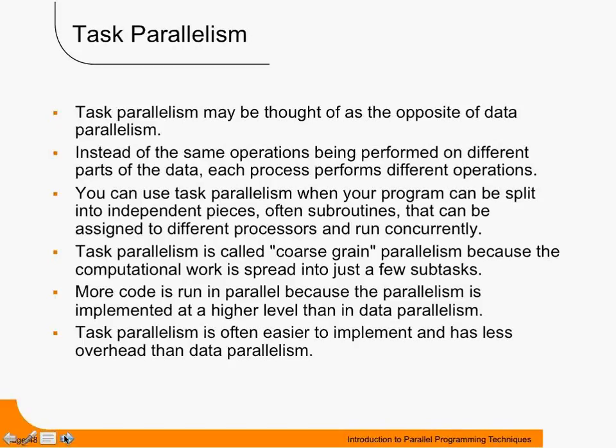Sometimes it's easier to implement and has less overhead than data parallelism, because in data parallelism you operate on the data, and those data are in a shared memory space, so you may need to pay a penalty for accessing the data. Here, you are operating on different tasks, not the same data.